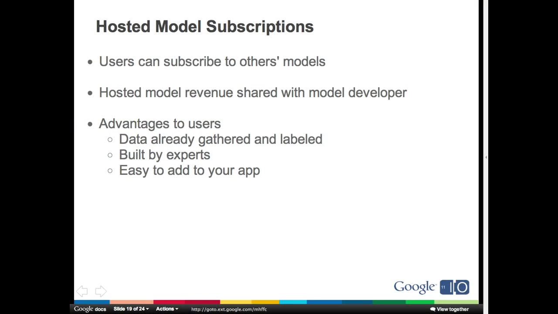So today we are very happy to announce a new feature in Prediction API called Hosted Model Subscriptions. And the idea is that at Google Prediction API, we are going to host a bunch of different models. And those models, those predictive models, are pre-trained. And you just subscribe to them and you can use them. So that's why the name is hosted models, and you subscribe to the hosted models. So what does this mean to you?